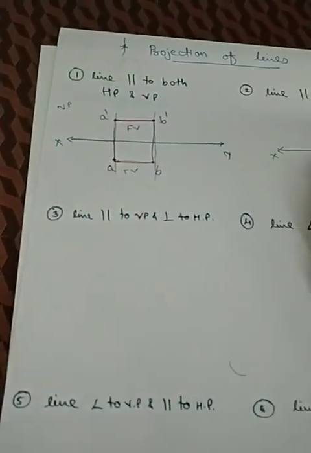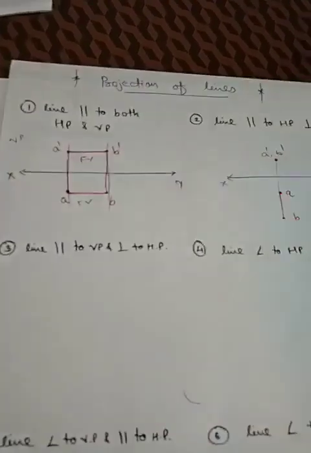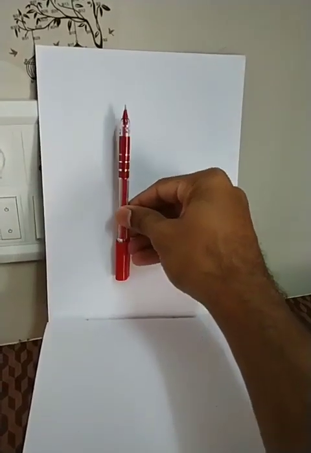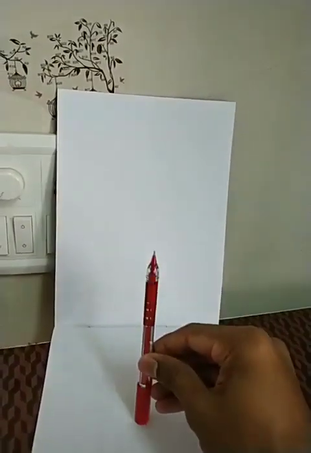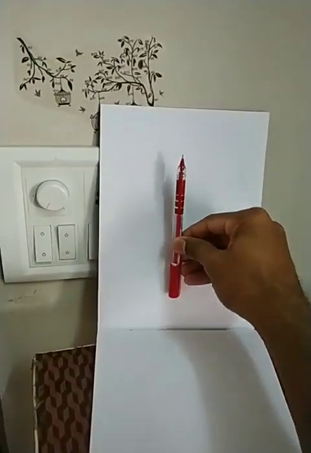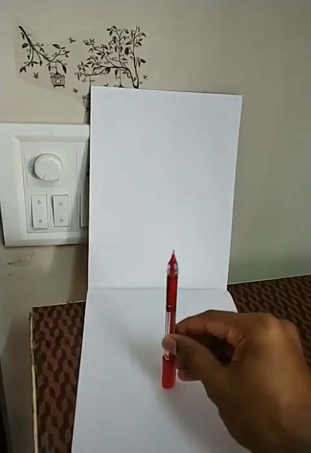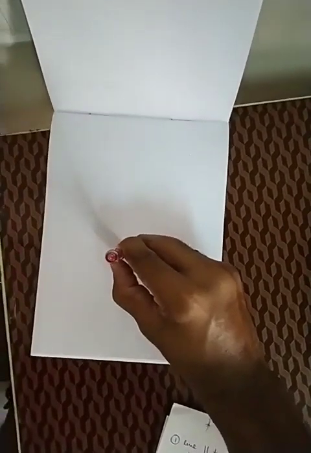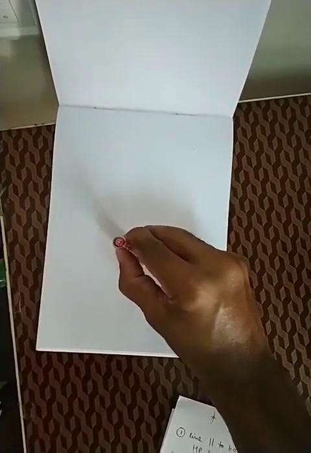Now the third case: line parallel to VP and perpendicular to HP. So you can place it like this. This line is parallel to VP and perpendicular to HP. Your front view will be a line, and in the top view, which is seen in the horizontal plane, the top view will be a point, as we have seen in the previous case.